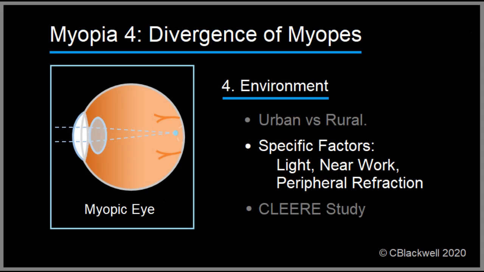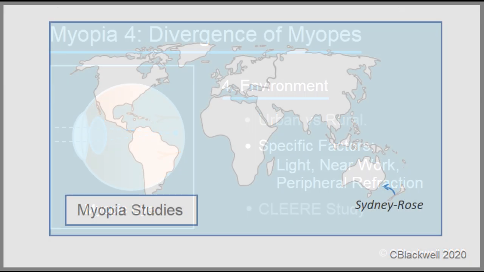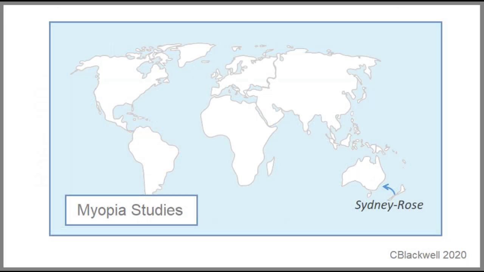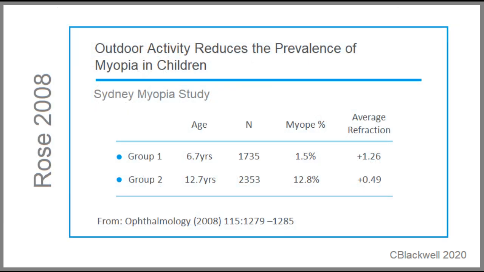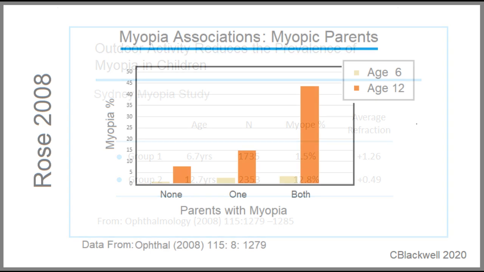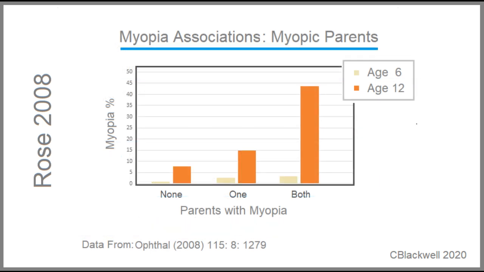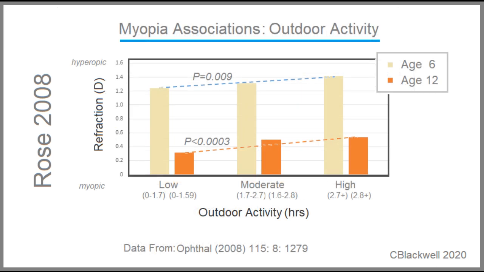The next question, then, is what is it in the environment that causes myopia? The Sydney Myopia Study was an important survey of potential myopia causes. Regarding choice of parents, having more parents with myopia is clearly associated with more myopia in children. Regarding outdoor activity, here the y-axis is increasing hyperopia. This tells you that more outdoor activity is associated with more hyperopia, which is equal to saying more outdoor activity is associated with less myopia.